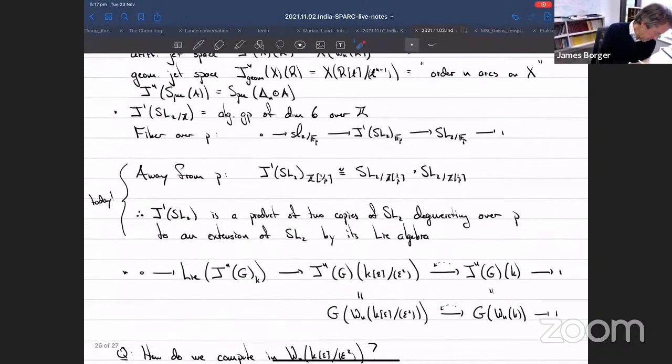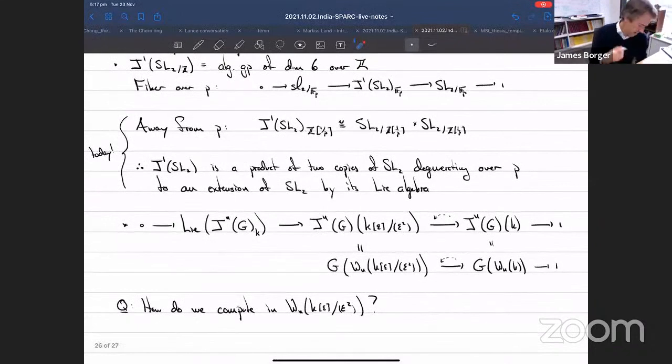Later today, I'll say what this looks like away from P. So this is the fiber over P. The fibers away from P are in fact totally split. It's just the product of 2 copies of SL2. So one way of saying that is that this big thing is generically a product of 2 copies of SL2, but degenerates over P to an extension of SL2 by its Lie algebra. It's a little bit of a funny thing, but not too ridiculous.